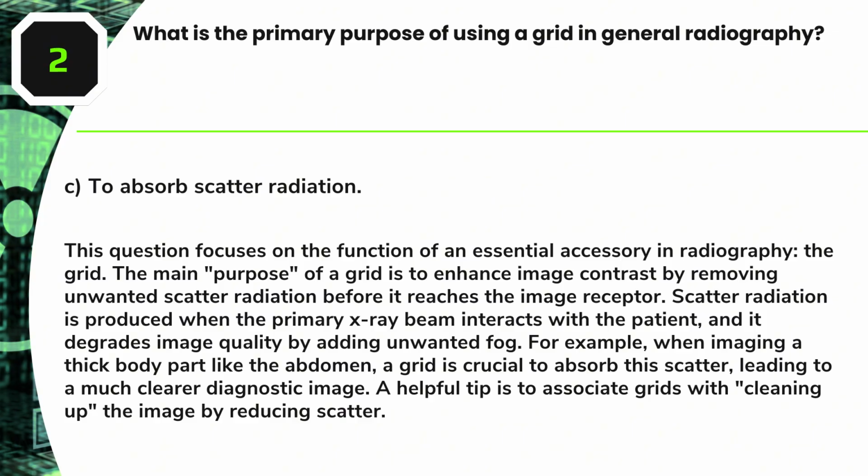by adding unwanted fog. For example, when imaging a thick body part like the abdomen, a grid is crucial to absorb this scatter, leading to a much clearer diagnostic image. A helpful tip is to associate grids with cleaning up the image by reducing scatter.